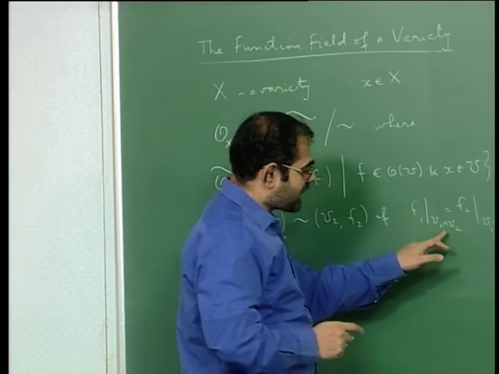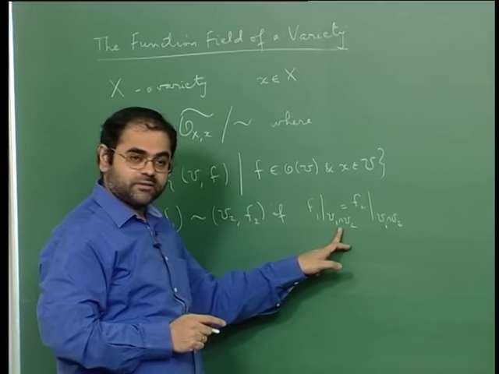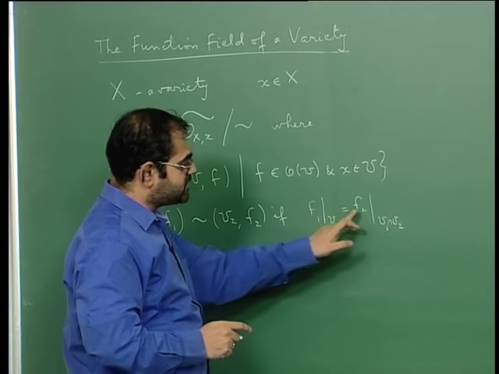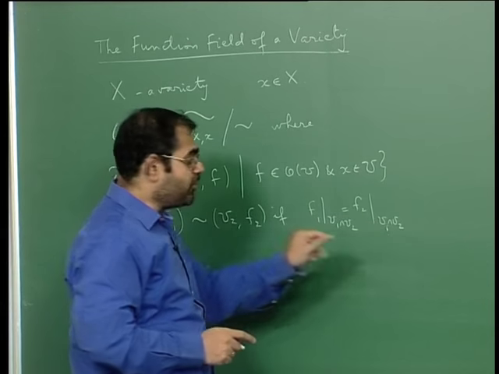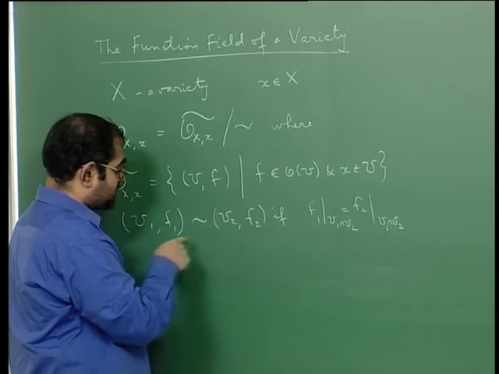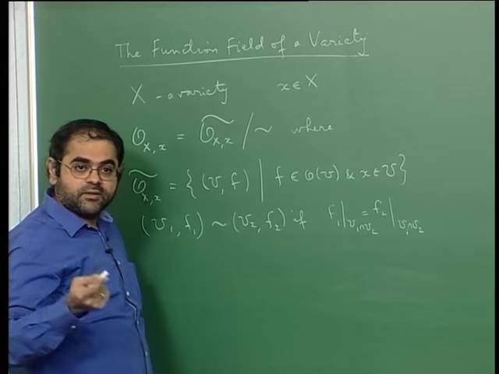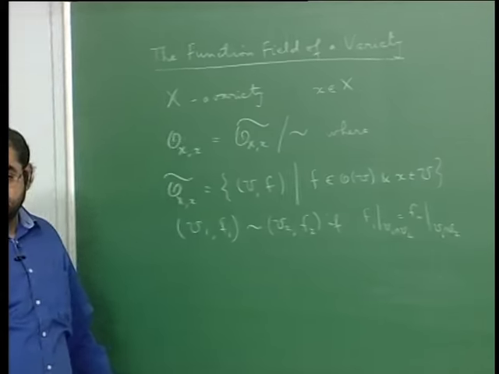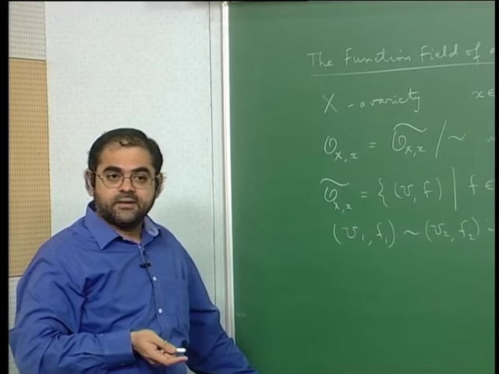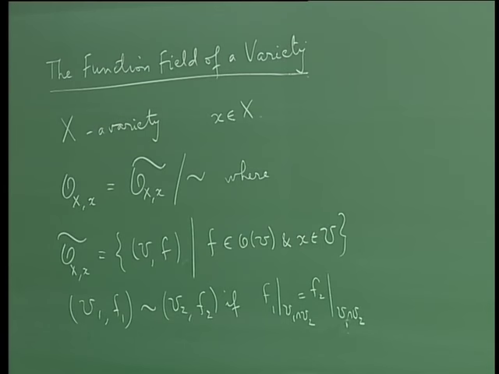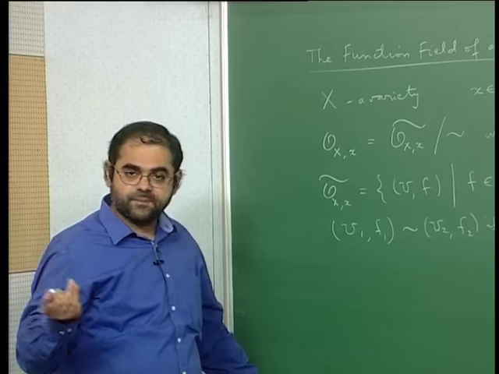Now of course you can weaken this condition. You could just say that f1 restricted to W is equal to f2 restricted to W, where W is an open neighborhood of the point x which is contained inside U1 intersection U2. That is also enough, because we have proved this and we keep using this all the time, that two regular functions, if they are equal on a non-empty open subset, then they have to be equal everywhere, okay. This is true always, right.